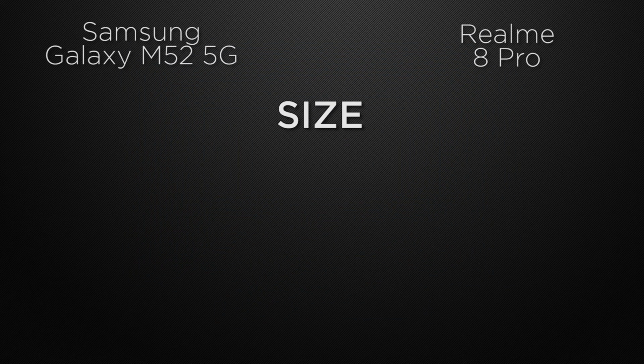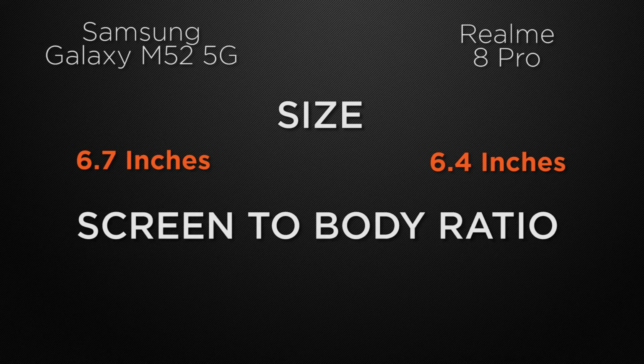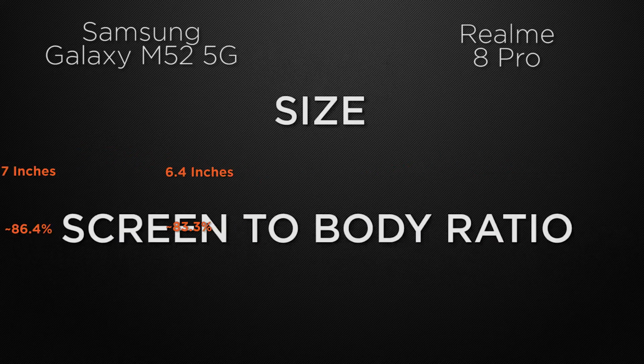Moving to the display features of the devices, let's start with the display size of the devices. M52 have 6.7 inches of display, whereas 8 Pro have 6.4 inches of display. So the winner here is M52 because it have bigger screen size. And about the screen to body ratio of the devices, M52 have 86.4%, whereas 8 Pro have 83.3%. So the winner here is M52 because it have bigger ratio.